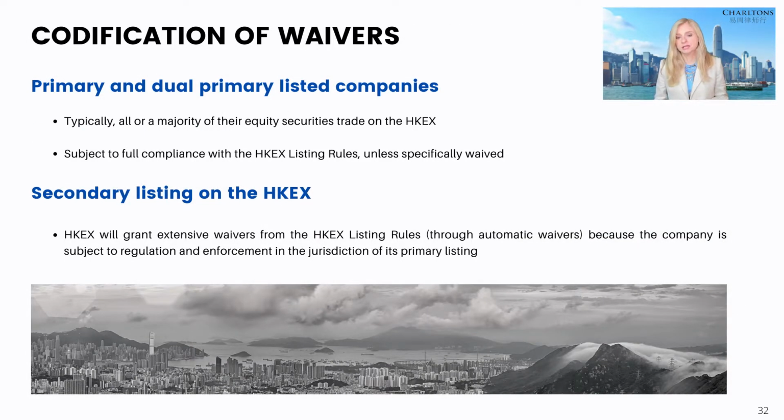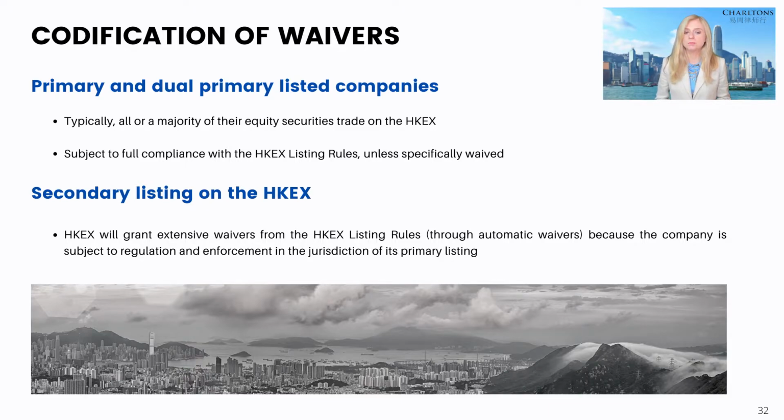The listing rules allow overseas companies to apply for a primary or dual primary listing on the main board, or GEM, or for a secondary listing on the main board. Different listing rules apply depending on whether an overseas company is seeking a primary, dual primary, or secondary listing. Primary and dual primary listed companies typically have all or a majority of their equity securities traded on the Exchange and are required to fully comply with the listing rules unless specifically waived.